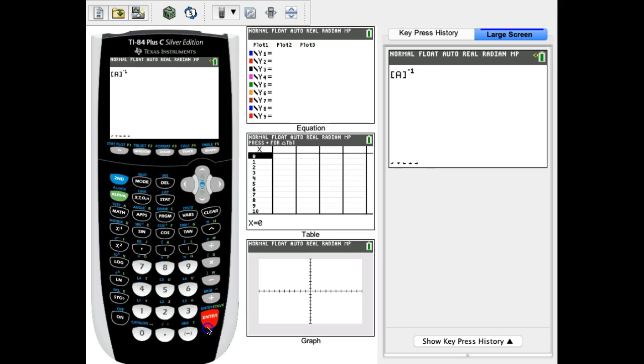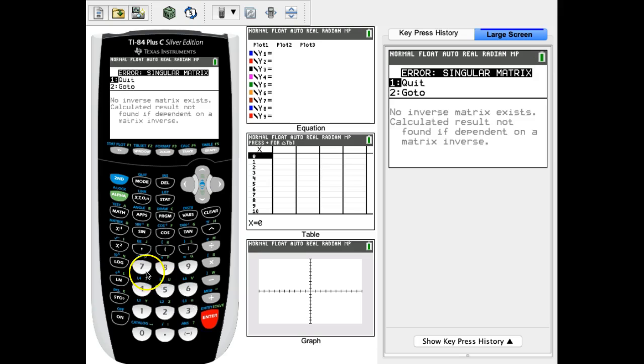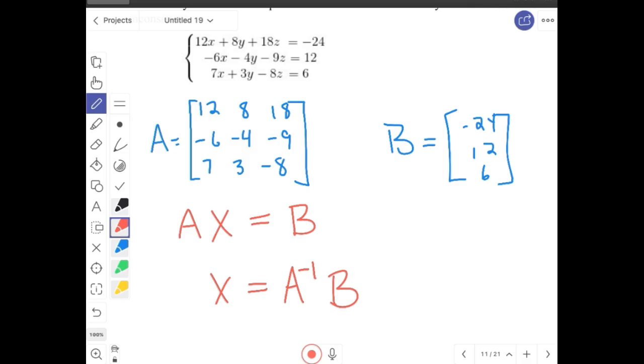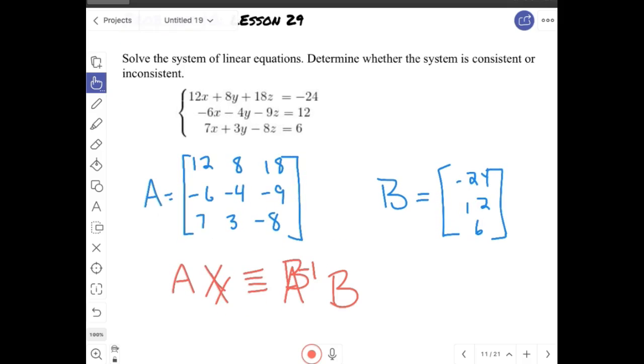Because remember, in our lesson, we had the possibility to not have the inverse. An inverse doesn't have to exist for a problem. So for this, because we got no solutions or like syntax error on our matrix, that means that this system of equations is going to have no solutions, which means it would be inconsistent.